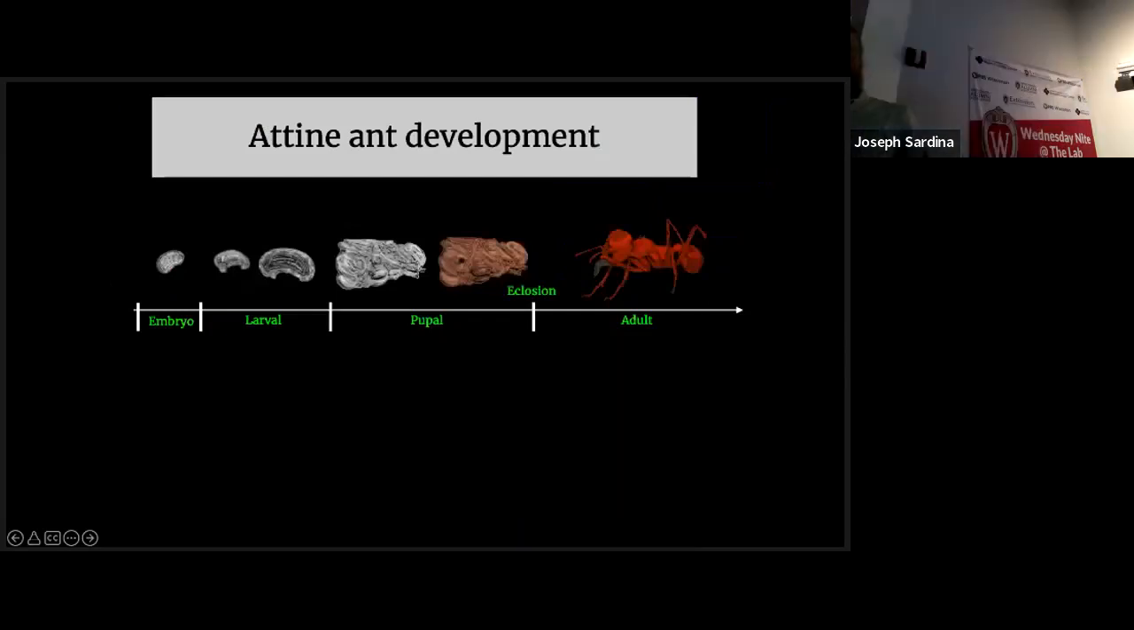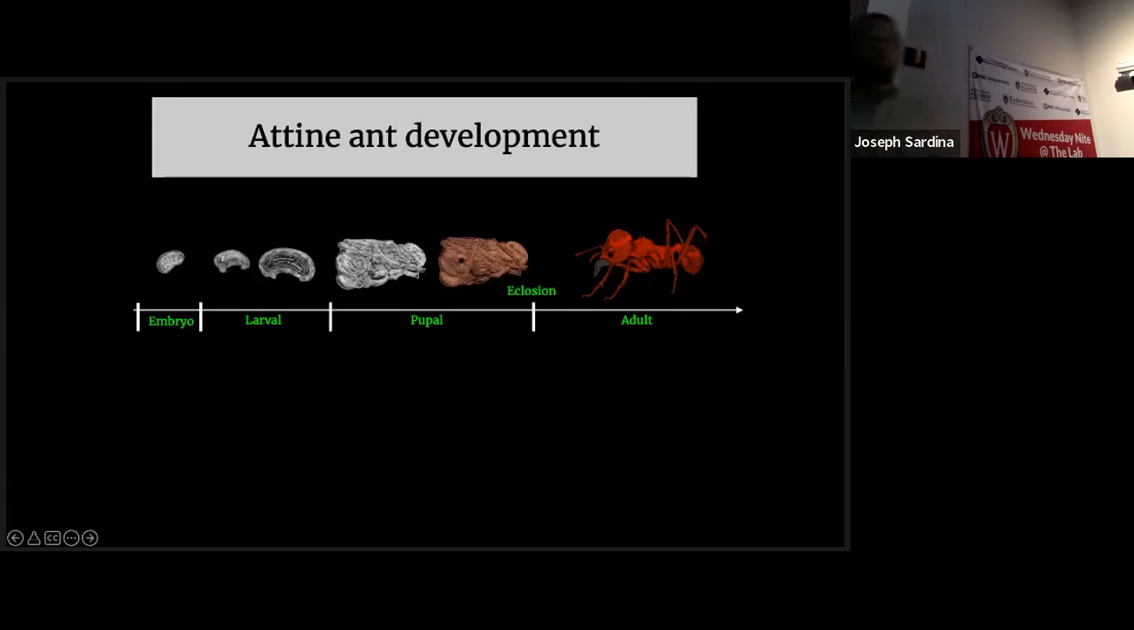So I set out to study the development of the attine ants, or the fungus farming ants. And in general, they go through a typical ant developmental cycle. They start as an embryo, then they go through the larval stage. They have several larval molts. After that, they have a pupal stage where they continue developing until they're finished developing and they close and they emerge as adults, and they go ahead and live their adult life.